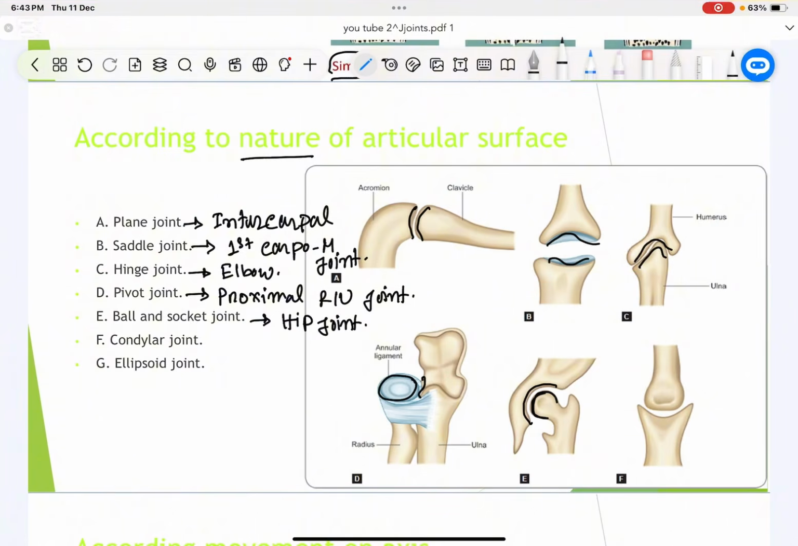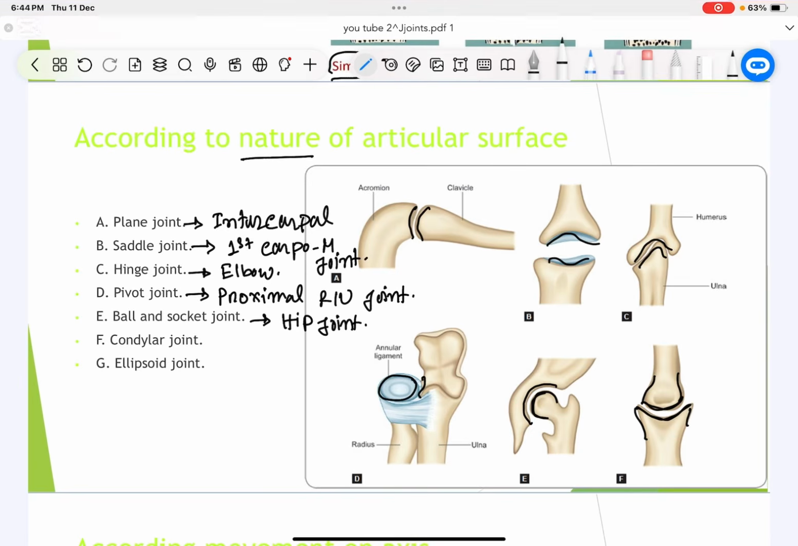Then condylar and ellipsoid. Related to condylar and ellipsoid, their surface behavior is the same. One surface will be convex, another surface will be concave. So, both of their surface presentations are actually the same. Then why do we separate them? Because of the axis nature, that I will be discussing after this.